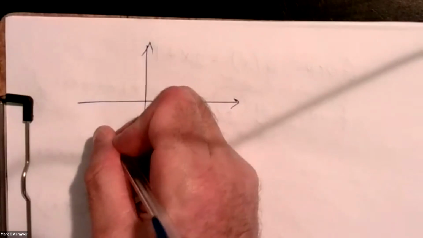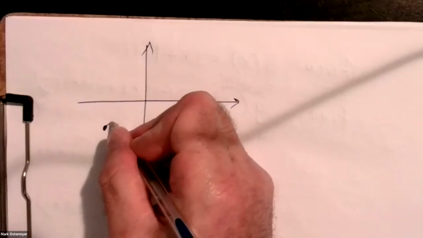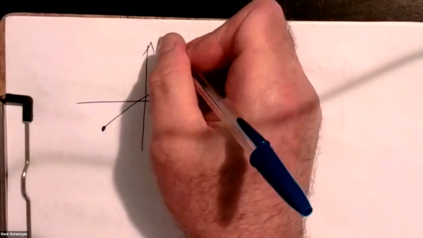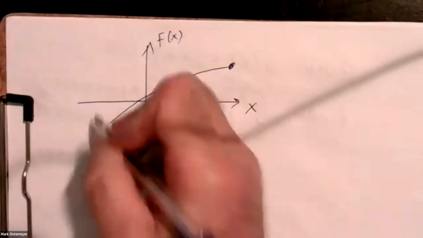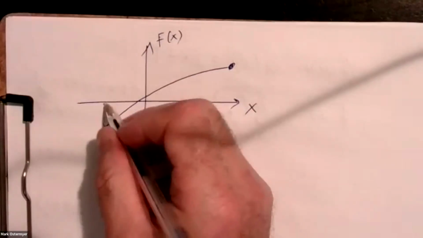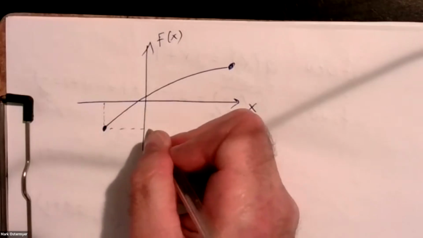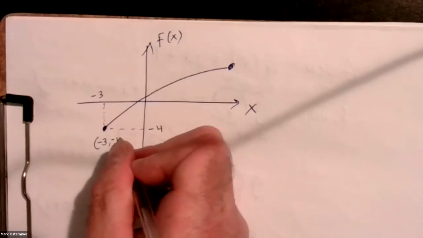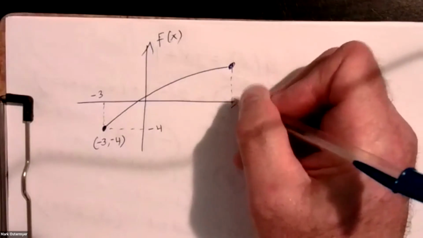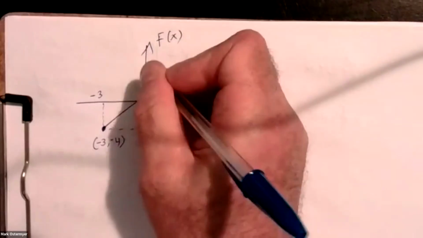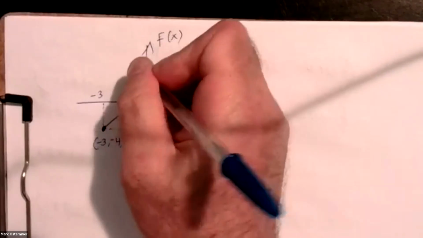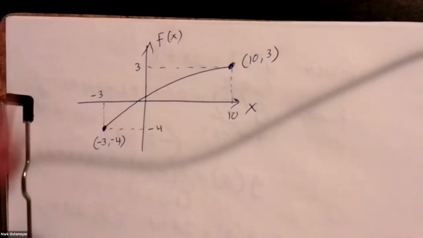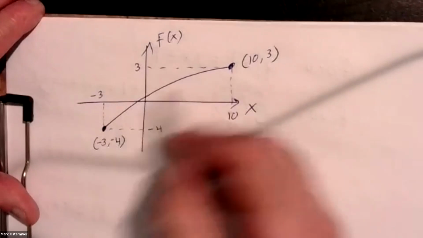Well, in other words, what if I have the graph of a function and it looks like this in the xy plane? Well, I'll call it the x, f of x plane. Use function notation. Suppose this point right here is going to be the point -3, -4. And suppose this point right here is the point 10, 3. All right, ladies and gentlemen, we'll call it function f here, function f of x.